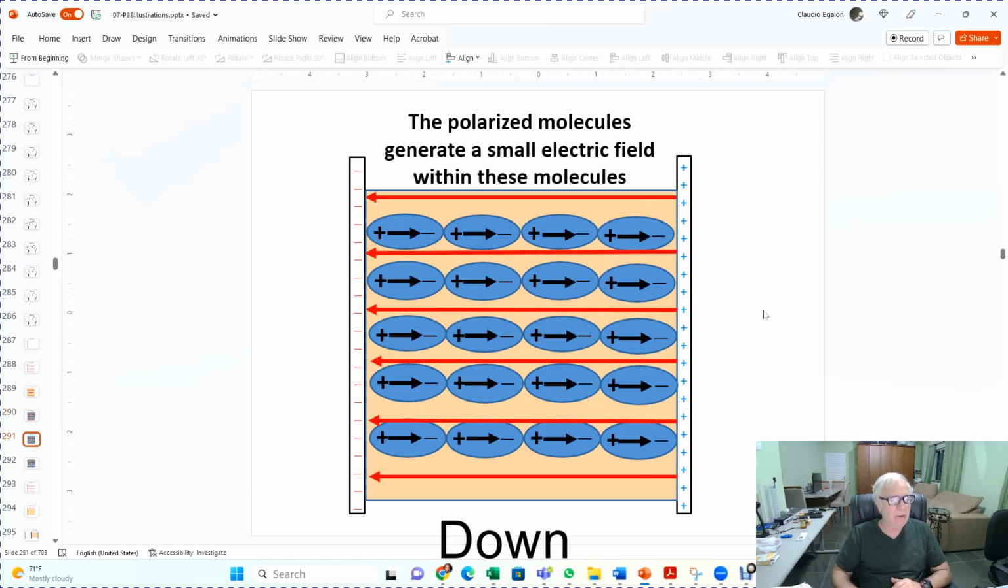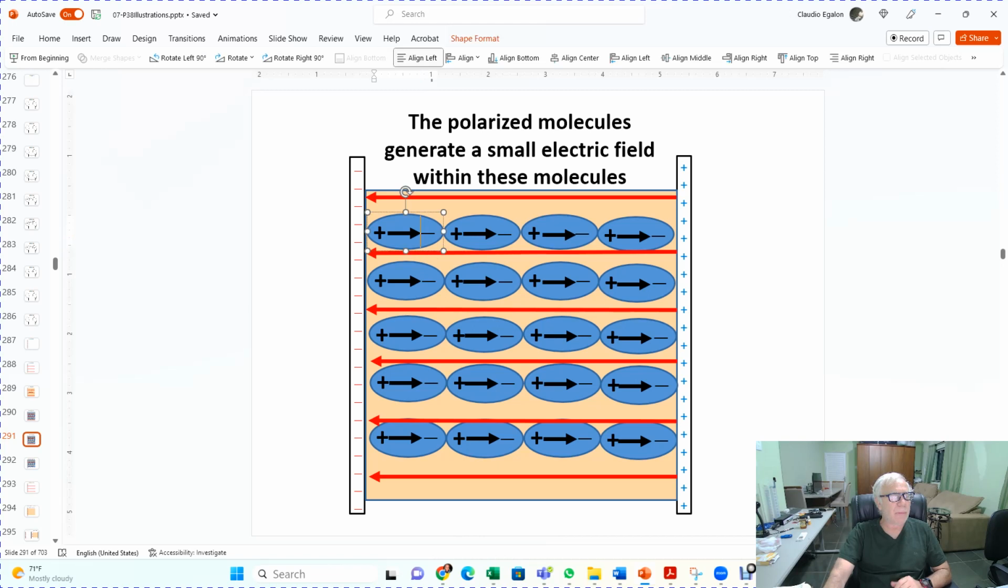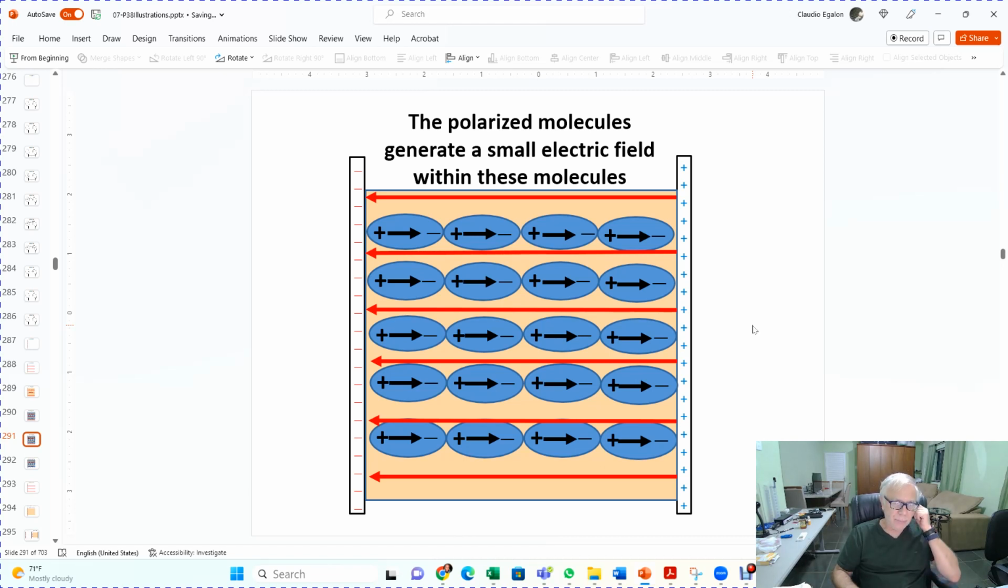So here we're going to see what happened. We have this external electric field, and because of the polarization of the molecules inside the dielectric, an electric field within the molecule itself is created. That's what those black arrows are all about. And it cancels out a little bit of the external electric field. So the net electric field is going to be a little bit weaker than what we originally had without the dielectric material.